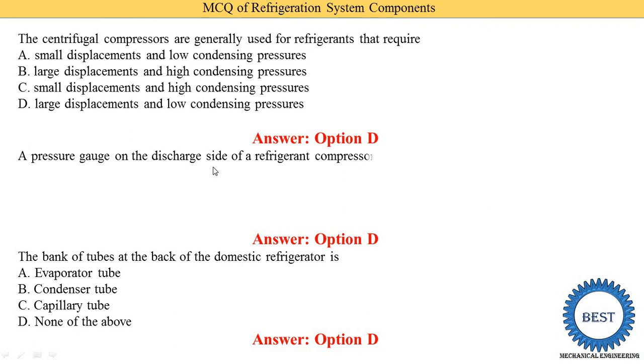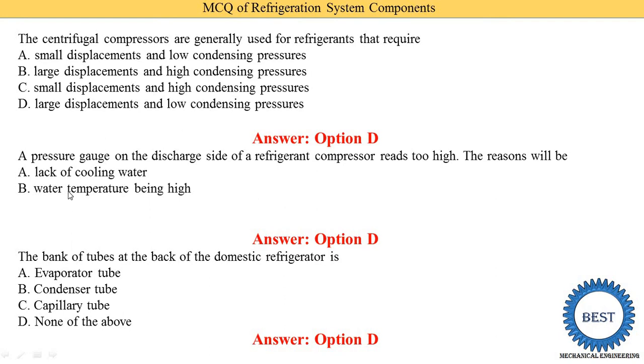The pressure gauge on the discharge side of a refrigerant compressor reads too high. The reasons will be... When you perform this practical, at that time the pressure on the discharge side continuously increases, and the system sometimes stops working. What are the reasons for this pressure increase? There are a number of possible reasons: lack of cooling water, high water temperature, and a dirty condenser surface, and all of this. So the answer is D, all of the above.